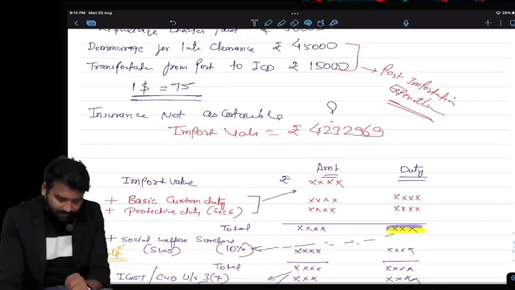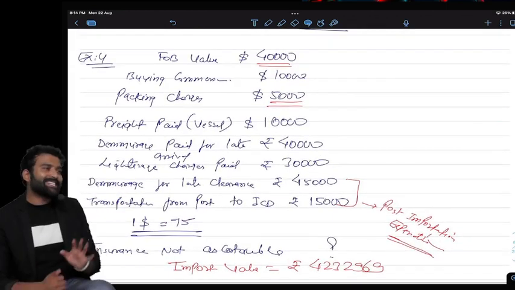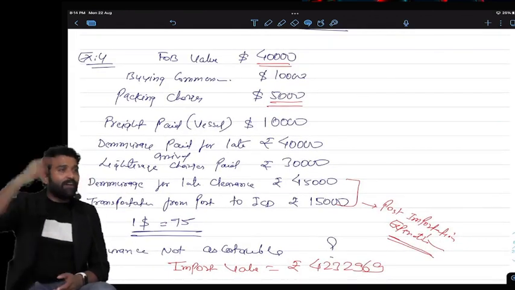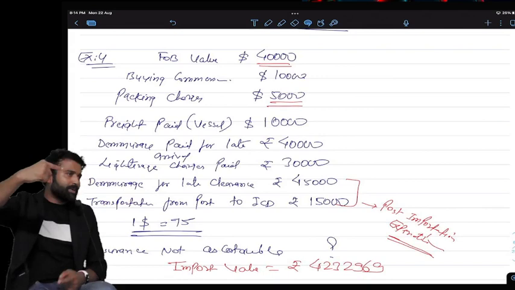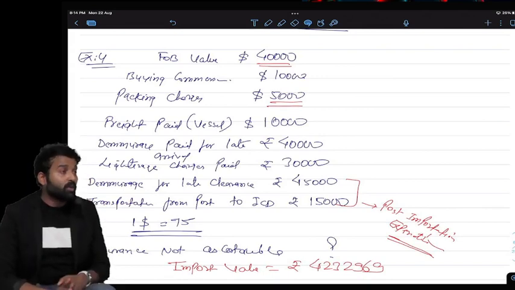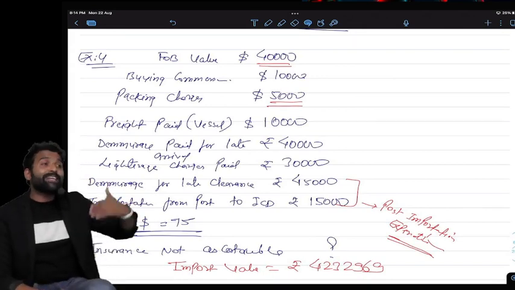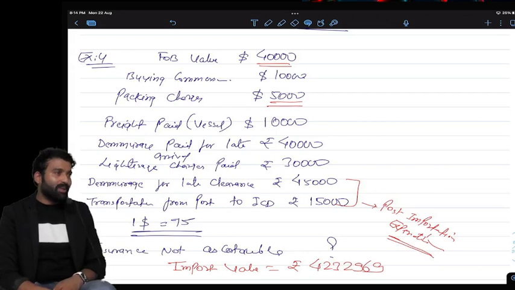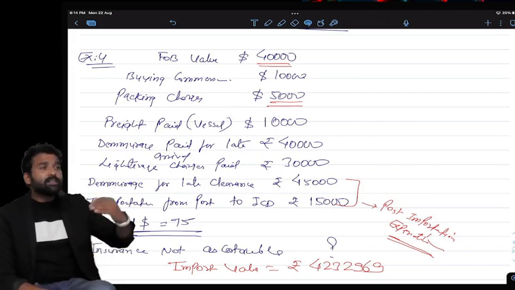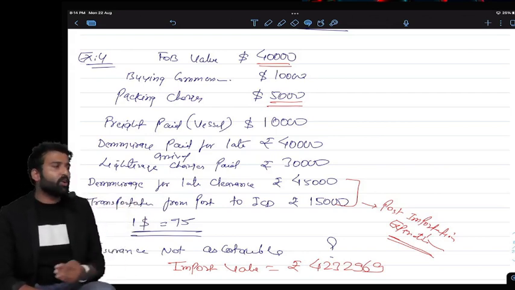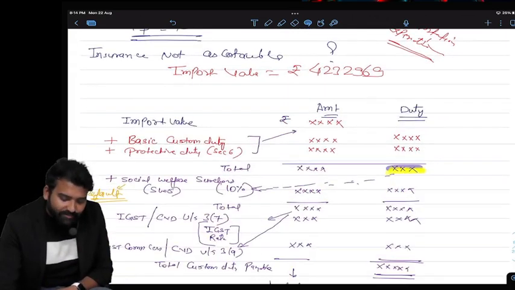Now listen. After calculating the import value, after adding the 10.1, 10.2 adjustment, I will arrive at the import value. So now how will I calculate the customs duty on this import value? Another important calculation is, sir, how to calculate the customs duty on the value? And for this, we have to refer to this table.